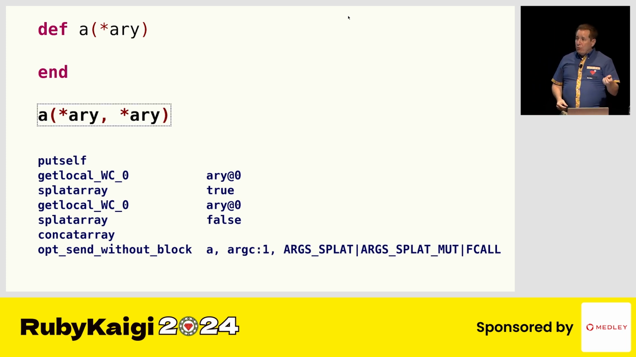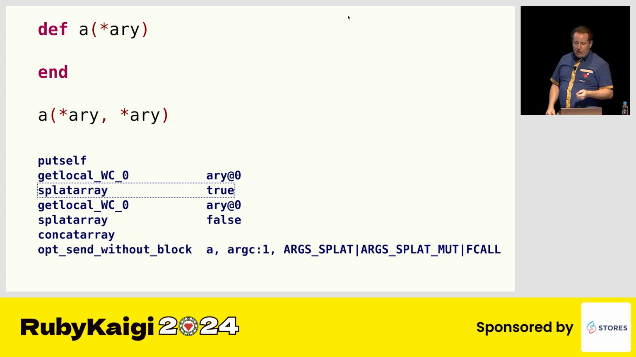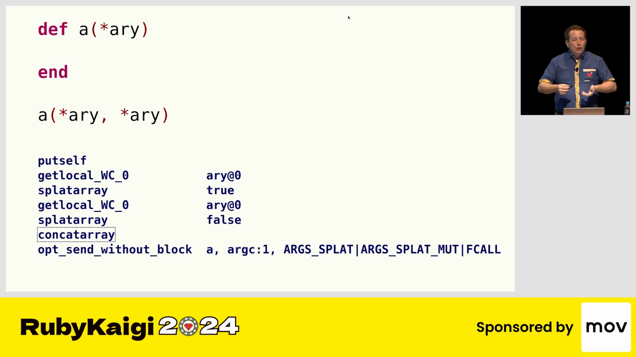So with the argsplat mute optimization, this makes the call only allocate 2 arrays. But that's still more than the goal of at most 1 array allocation. I mentioned that you cannot eliminate the array allocation for splat array true, because Ruby does need to allocate an array on the caller side. So to achieve our goal, we need to eliminate the array allocation for concat array. Now, unfortunately, Ruby did not have a virtual machine instruction other than concat array for combining arrays.